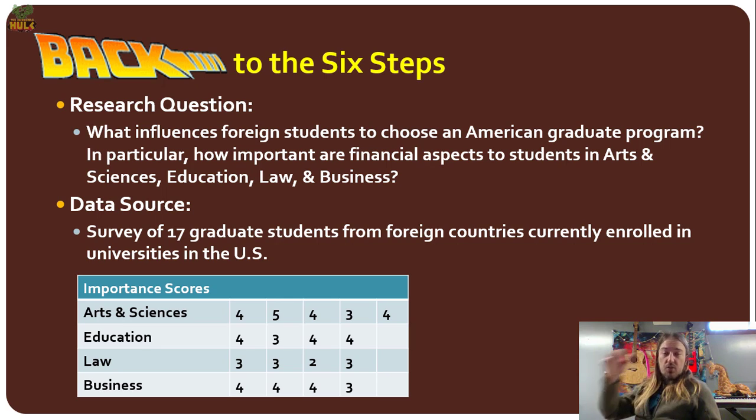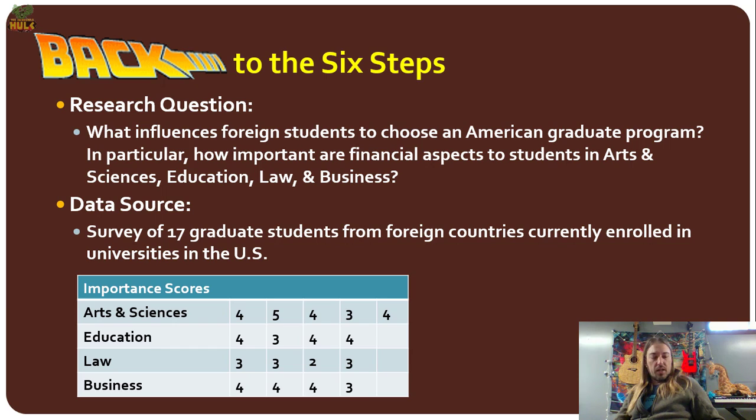Okay, so our research question here: what influences foreign students, right, foreign students who've graduated from a university outside of the United States to choose an American graduate program? Specifically, how important are financial aspects to the students in arts and sciences, education, law, and business? So this is a bit of a convoluted research question, but I apologize. It comes from the book, so you should hopefully be able to follow along.